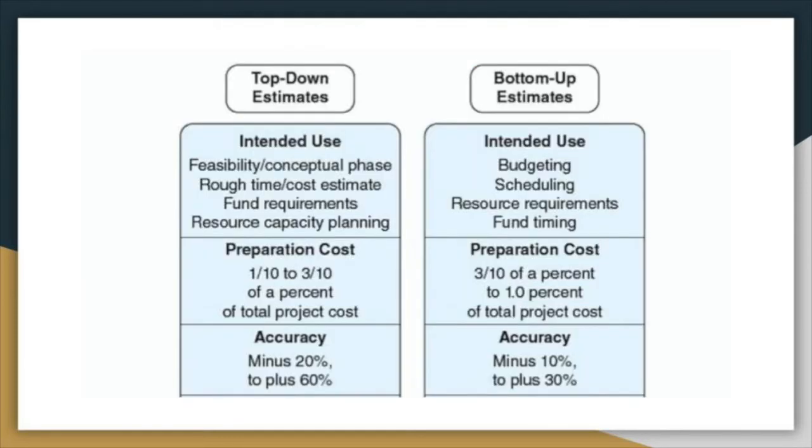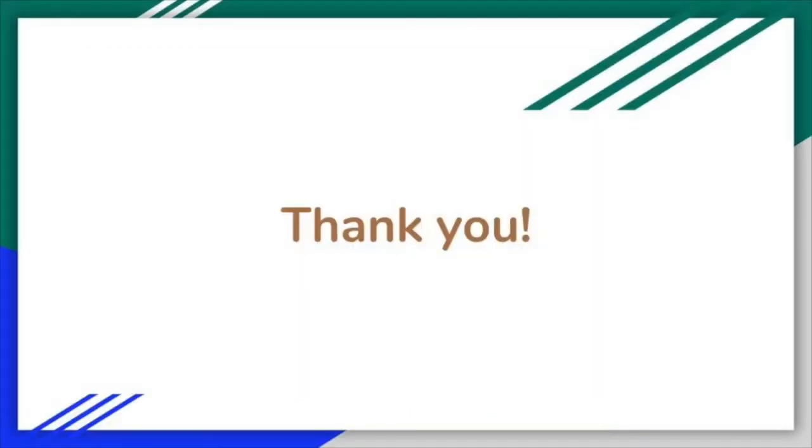And then lastly, we just have some ideas about the cost. Top-down typically takes about 0.1 to 0.3% of the total project cost. So it does cost less than a bottom-up, which takes 0.3 to a full percent of the total project cost. But the accuracy is much higher in bottom-up. There's much less margin of error, so you're more likely to have a more accurate estimate, whereas there's a wider range of inaccuracies in top-down. So that is all we have for you.